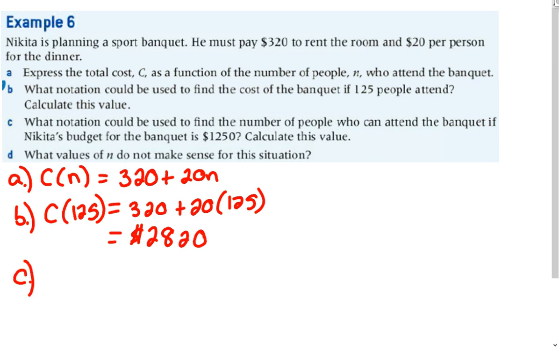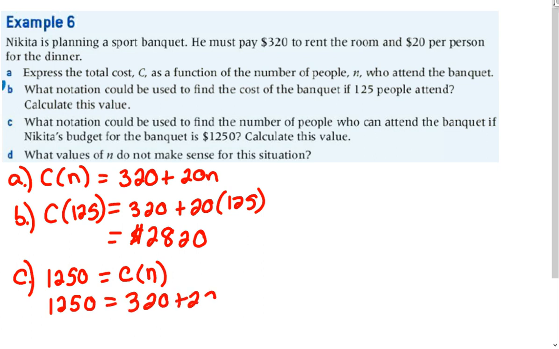Moving on to C, what notation can be used to find the number of people who could attend if his budget is $1,250? So now I'm giving you $1,250. That is the cost. Therefore, $1,250 equals the cost, C of n. So my formula then, 1,250 equals 320 plus 20n. So subtract the 320, divide by 20, n equals 46. So we can have 46 people if he has a budget of $1,250.